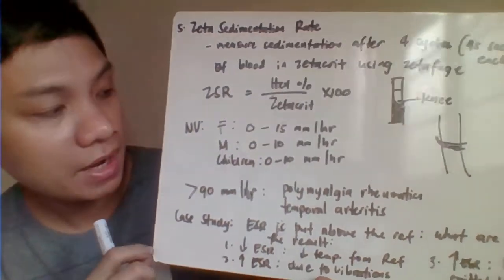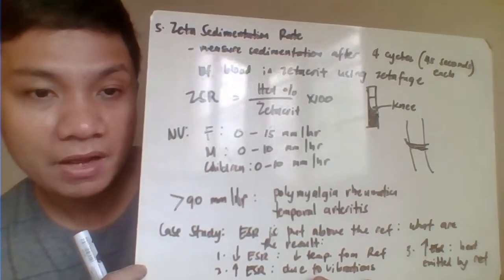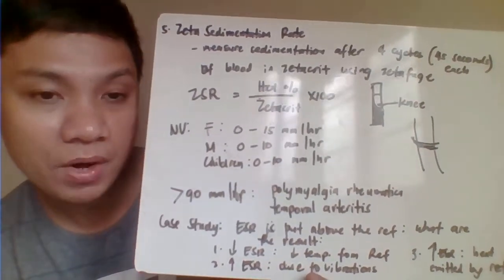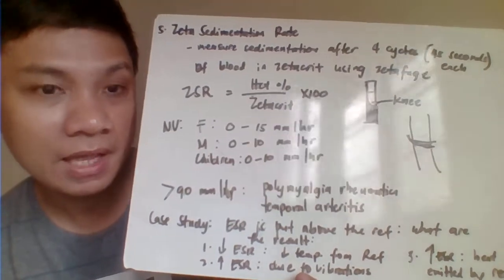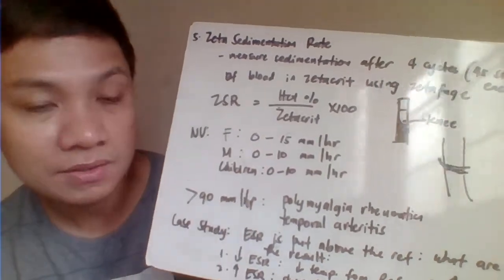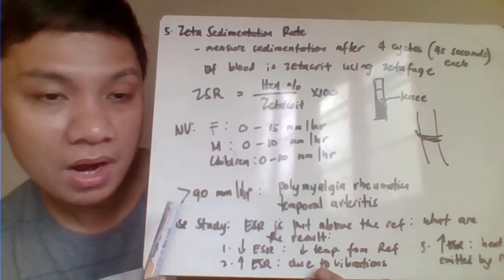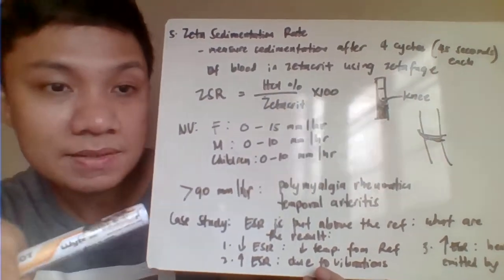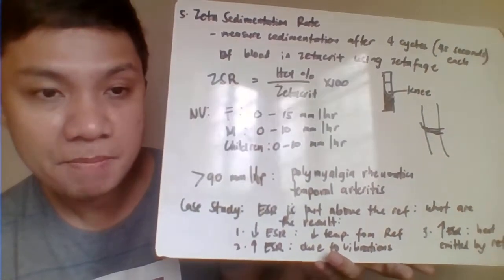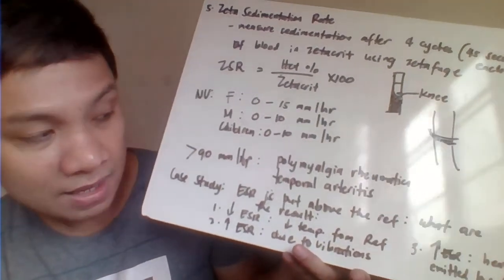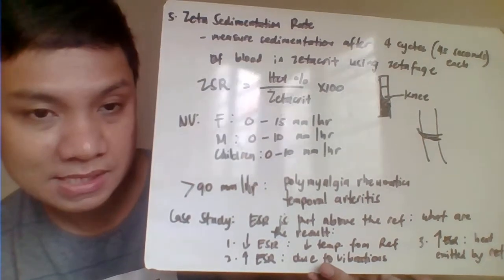Okay, then we have here the normal values for your ESR. For the female here, the 0 to 15 mm per hour. Okay, for the male and among children, the 0 to 10 mm per hour. So more than 90 mm per hour, so sobrang bilis niya. Okay, that may be found here in your polymyalgia rheumatica and temporal arteritis.